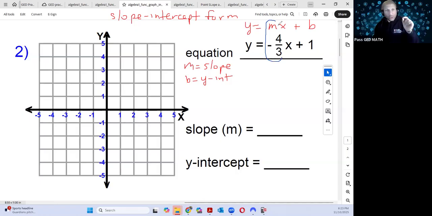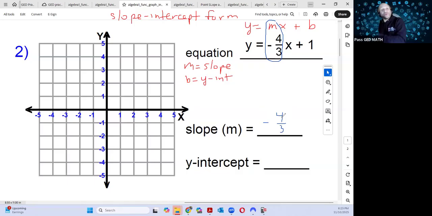You've got to get the coefficient, whatever's in front of the x. I don't care if it's a decimal, a fraction, or a whole number. Whatever the coefficient is in front of that x, if your linear equation is in slope-intercept form, that is your slope. It's not 4/3. It's not 3/4. It is -4/3.